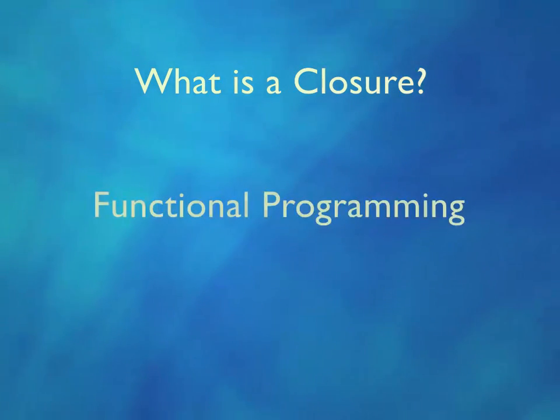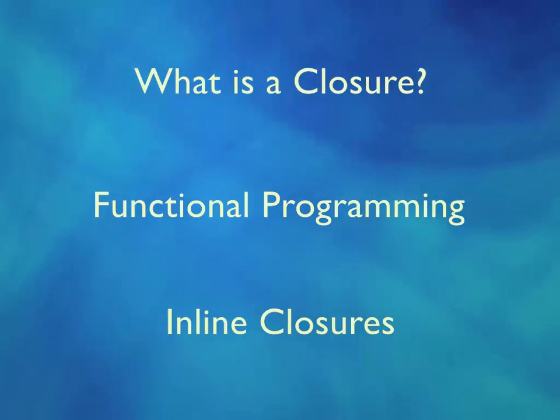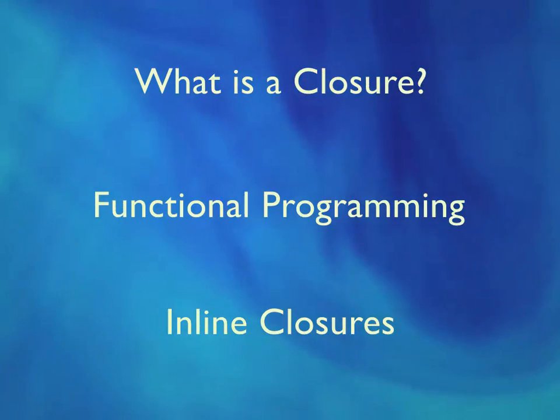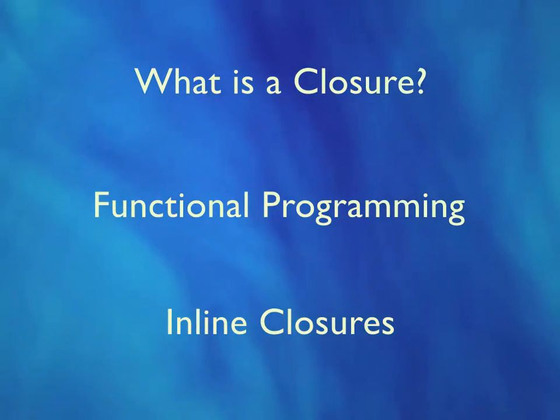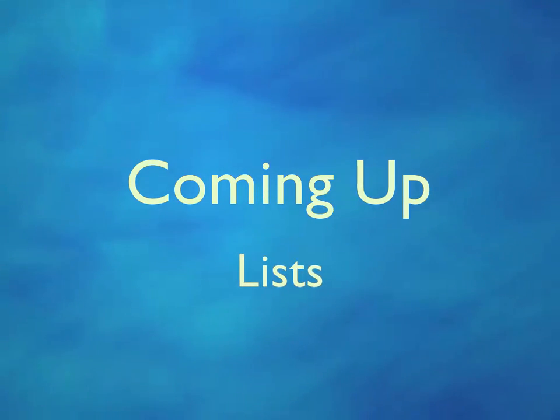So that covers the basics of closures. In this chapter, we learned what a closure is, and we saw the syntax for writing closures. We looked at the basics of functional programming and how closures can act as a building block within our code. And we finished the chapter looking at how to write inline closures. We'll be using closures in the next 2 chapters on collections, and we'll be coming back to closures again later in this course. But for now, I'll see you in chapter 12, where we'll be working with lists.